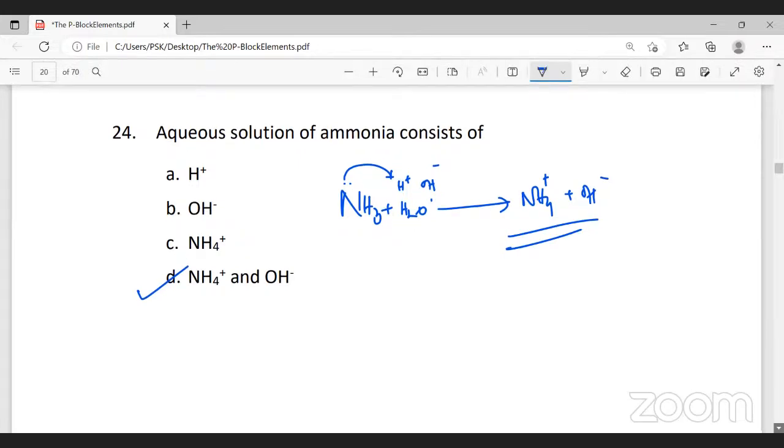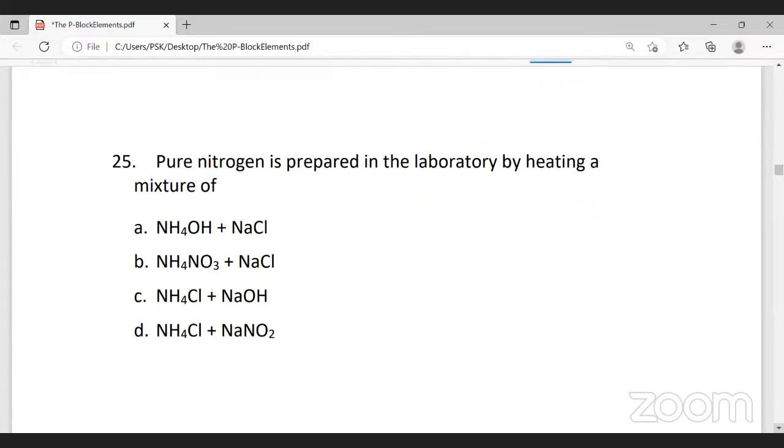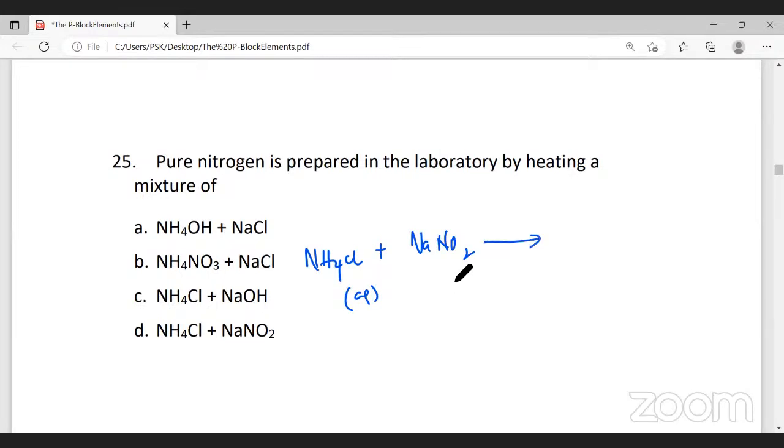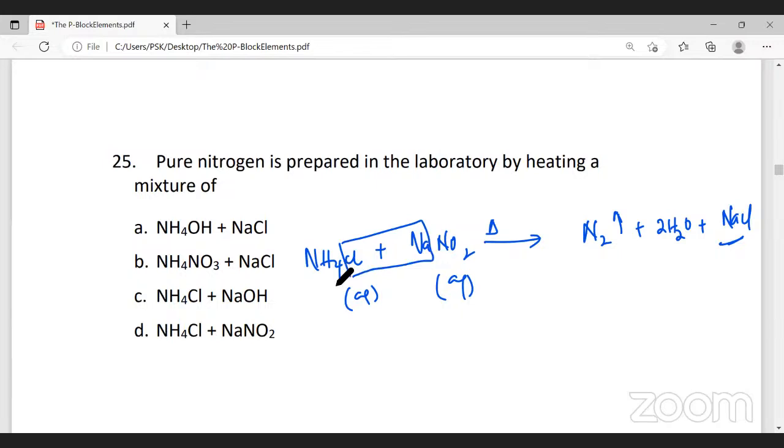The next question. Pure nitrogen is prepared in the laboratory by heating ammonium chloride with sodium nitrite. When ammonium chloride and aqueous sodium nitrite are heated, nitrogen gas is liberated with water formation, and sodium chloride gets eliminated as a byproduct. 4 hydrogen and 2 oxygen get eliminated as 2 moles of water, and these 2 nitrogen atoms combine to give pure nitrogen. Hence, the answer for this question is option D.